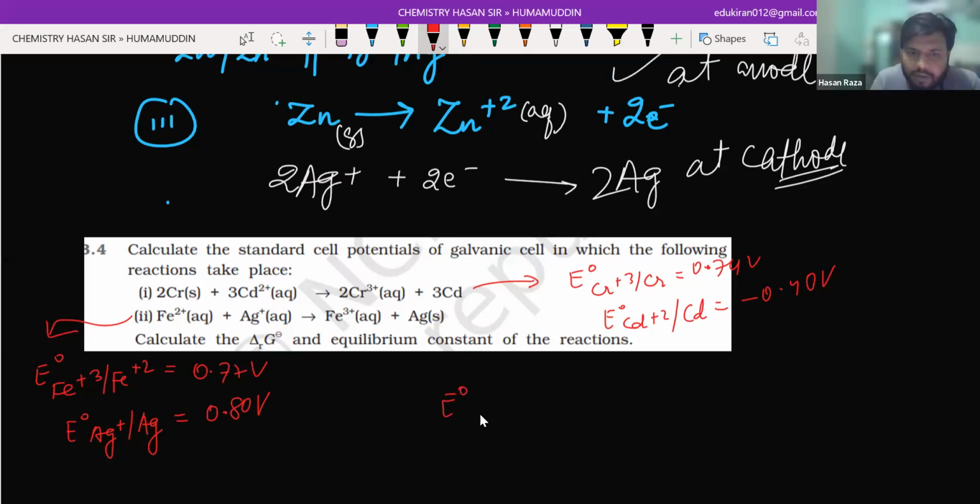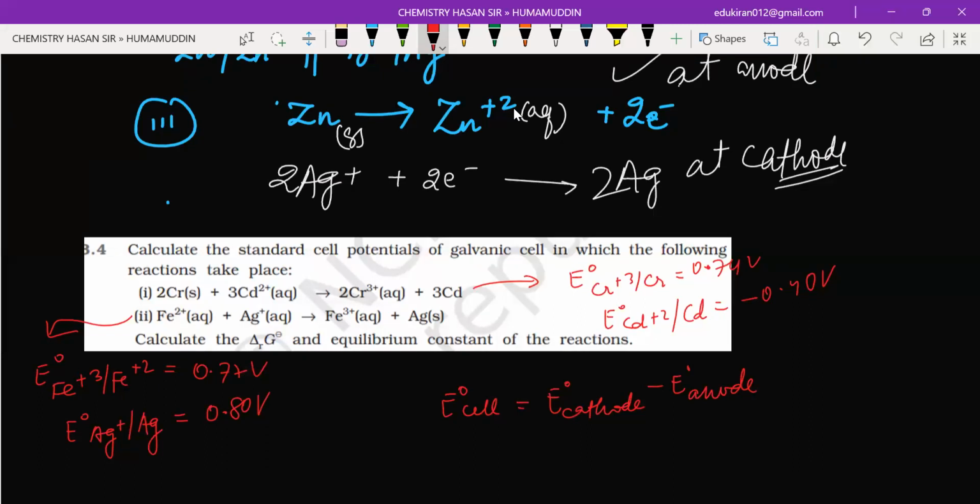You know that for E naught cell, what will be the value? E naught right minus E naught left, or E naught cathode minus E naught anode. And I think you know what happens at the cathode and what happens at the anode, right? Yes, sir. Okay, please do it.